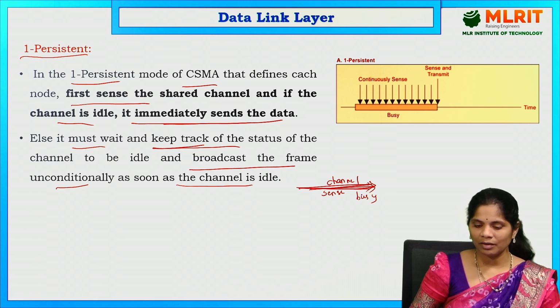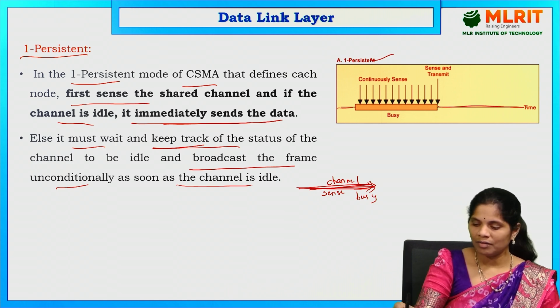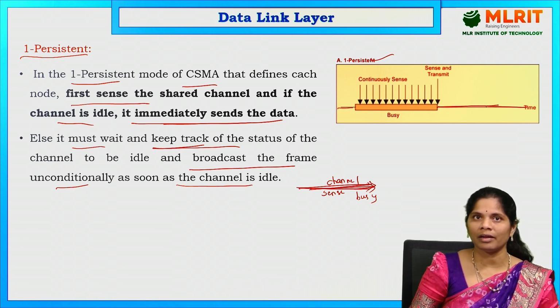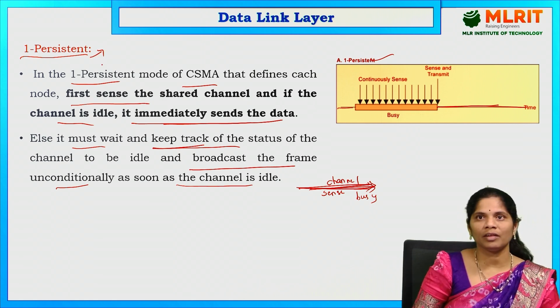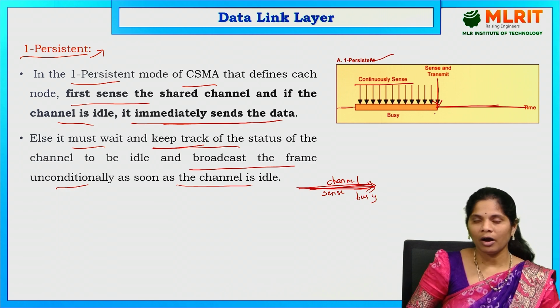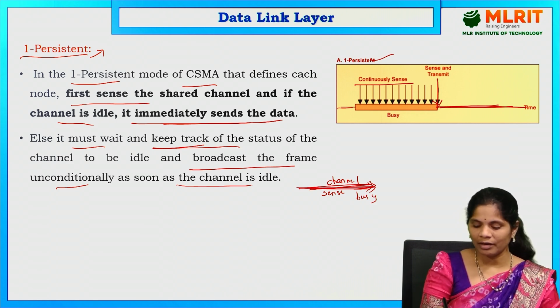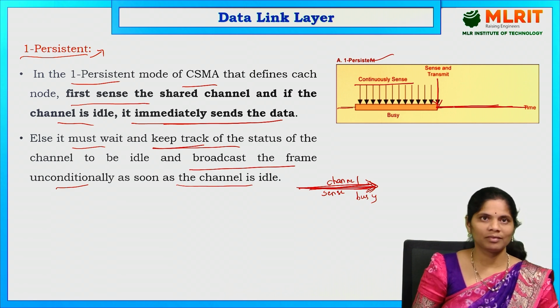See this diagram here. This is one persistent CSMA. So this is the channel. It is continuously checking whether the channel is idle or busy. There is no stopping. If the channel is idle, it immediately sends the data. If the channel is busy, again it will continuously sense the channel, whether it is busy or idle. That is about one persistent CSMA.